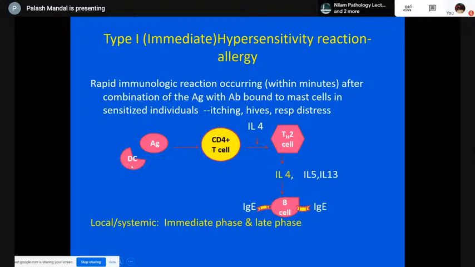Initially, the antigen was presented through APC to CD4. The CD4 lymphocyte got transformed into a Th2 cell with the help of the existing IL-4. This Th2 cell led to production of interleukin 4, 5 and 13, of which interleukin 4 led to stimulation of the B cell into a plasma cell producing a specific type of immunoglobulin, IgE. Now that resulted in some local response and some systemic response, and that is also divided into an immediate phase and a late phase.